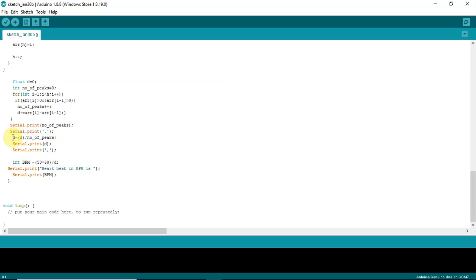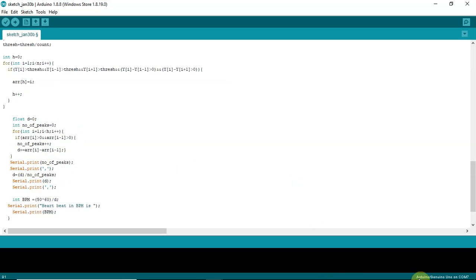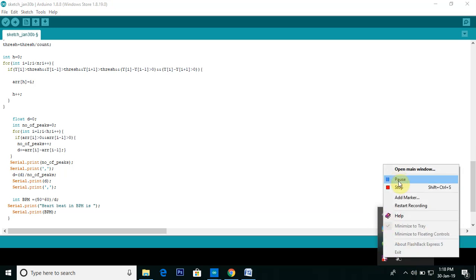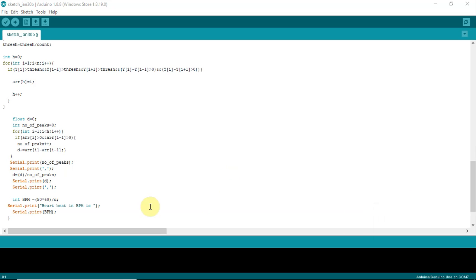I'm going through this very briefly because I already explained it. For the initial BPM, this is the formula we already know: 50 times 60 divided by d, where d is the number we calculated here. So we can calculate the heart rate of the person. Thank you, that's all.